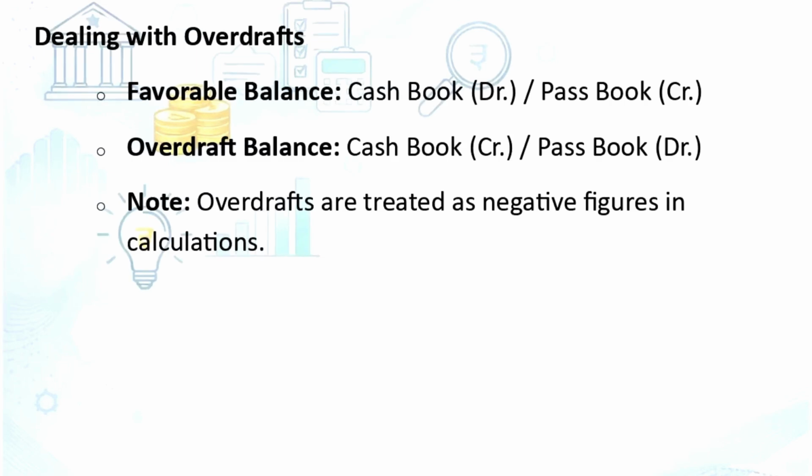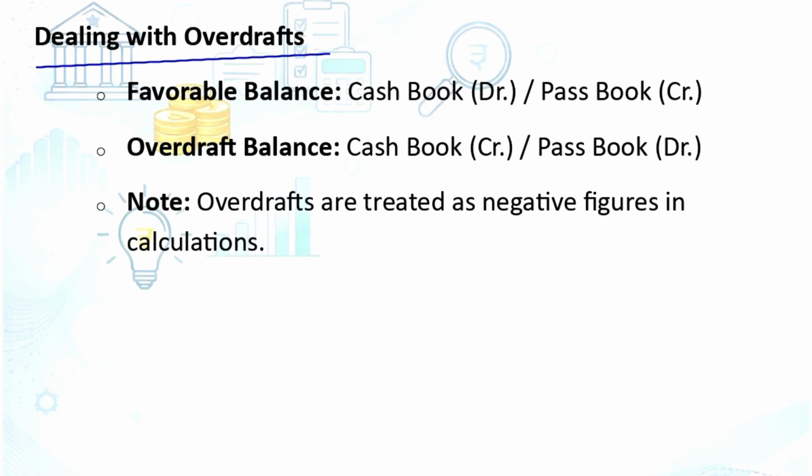This one is very important from the exam point of view and is an examiner's favorite topic: dealing with overdrafts. What if you owe the bank money? That is an overdraft. In a bank reconciliation statement, an overdraft is always treated as a negative figure. If your passbook shows a debit balance, you are overdrawn and your reconciliation must deal with the cash book accordingly.